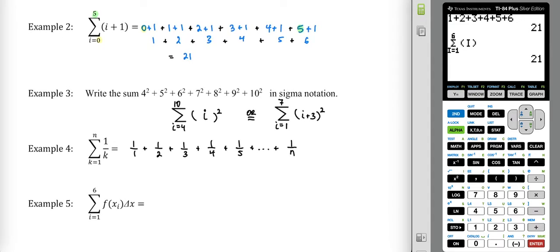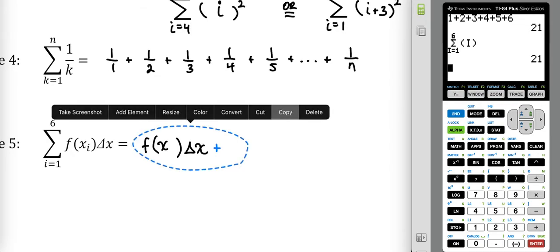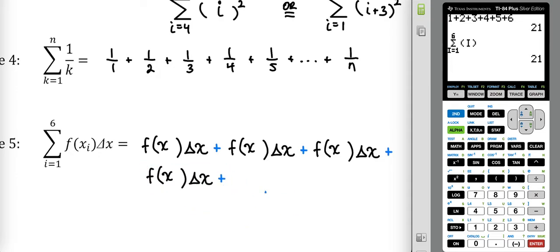Number 5, we're going from 1 to 6. You see the little subscript of I there. That's the only thing that's going to change. Everything else is going to stay put. So f of x sub 1 delta x plus, set myself up for a little copy paste action here, 2, 3, 4, 5, 6, then I'll get rid of that little plus at the end, and then I'll just pop in 1, 2, 3, 4, 5, and 6.